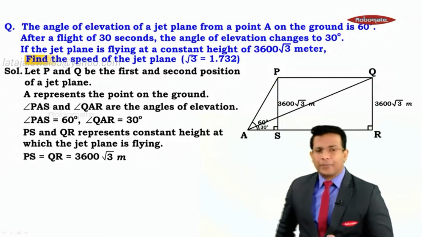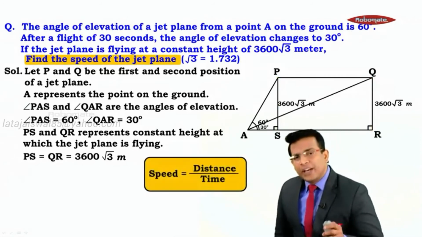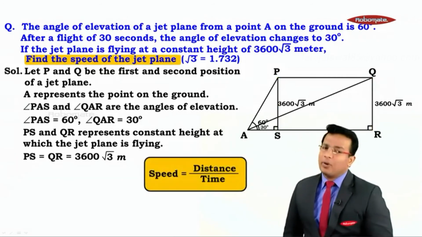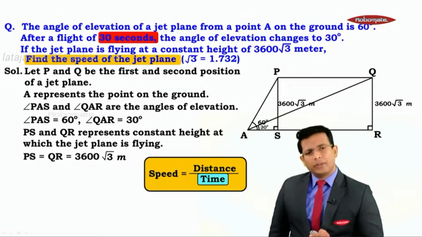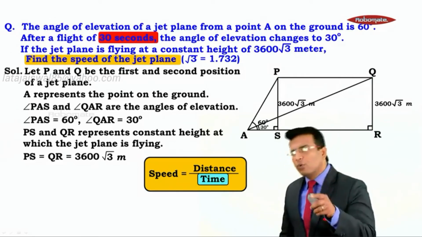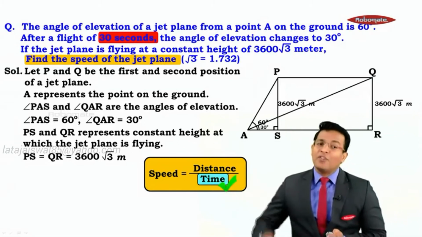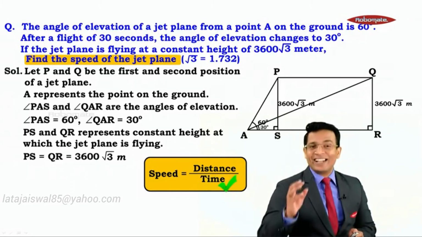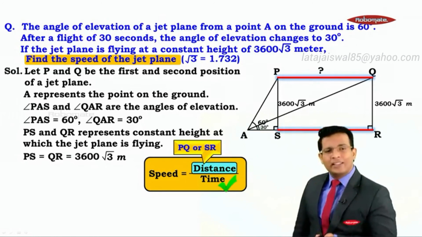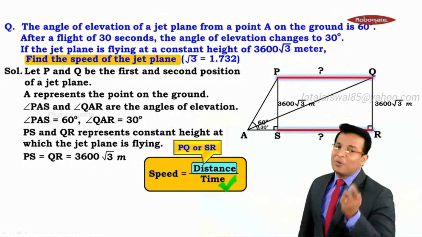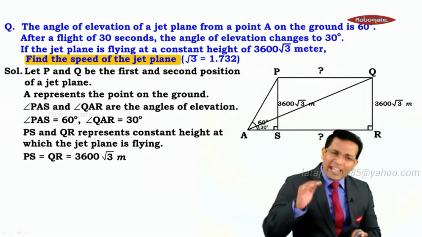Now let's proceed further. Now we need to find the speed, and we know that speed is equal to distance upon time, and we know here time is known to us. The time which the jet plane took to travel from P to Q was nothing but 30 seconds. We just need to calculate the distance, that is the length of PQ, right? You say PQ or SR, they are one and the same, right? So you calculate PQ or you calculate SR. Now we can calculate SR.